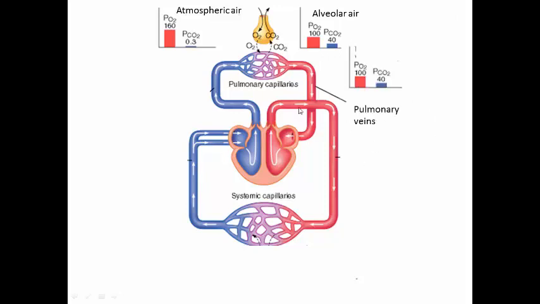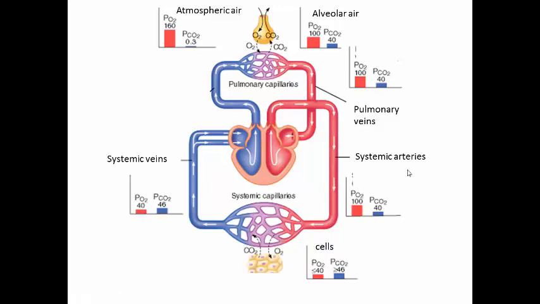So this is what we have in the blood returning to the left side of the heart in the pulmonary veins. And this is the picture which we have in the systemic arteries, then the cells, then in the systemic veins. And now this is the same blood which flows through the systemic veins back to the right atrium, then to the right ventricle. It is the same blood which flows along the pulmonary arteries. So the partial pressure of oxygen and partial pressure of carbon dioxide is essentially the same.